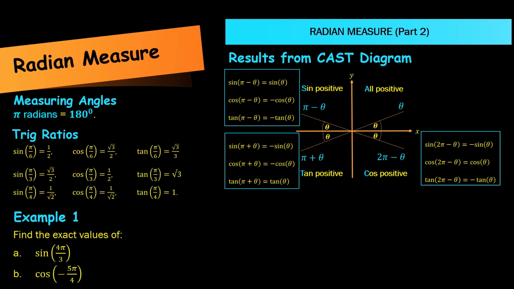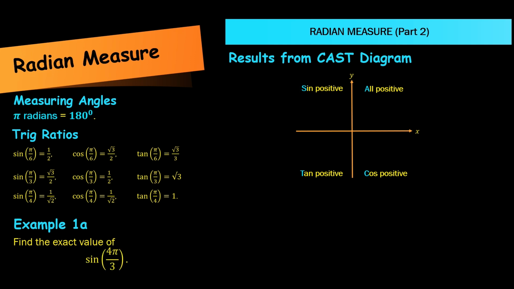So let's consider this example, as you can see on your screen. Pause the video and have a go. Press play when you're ready to view the solutions. Let's take a look at part A first. We are required to find the exact value of sine 4 pi by 3.